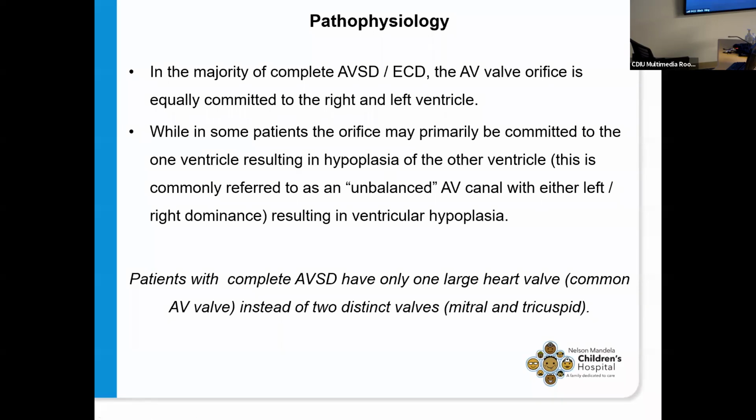And then the patients with complete atrioventricular septal defect have only one large heart. That is, as we can say, the mitral valve and the tricuspid valve have somehow failed to develop, giving you one large heart.